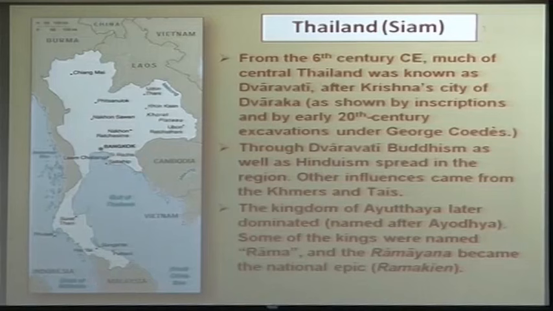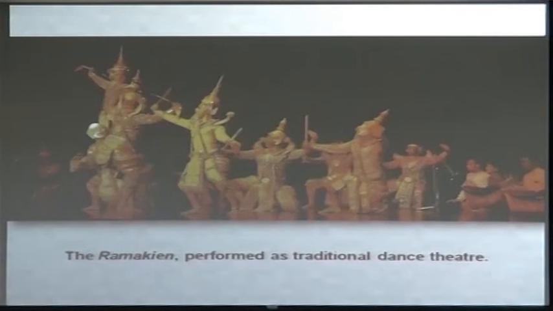And the kingdom of Ayutthaya, as I said, is a distortion of Ayodhya, where kings actually took the name Rama, the kings named themselves Rama, because this was the ideal. So Rama was the ideal king, so why not adopt the name? And the Ramakien is the Thai version of the Ramayana. In fact, this is a performance.